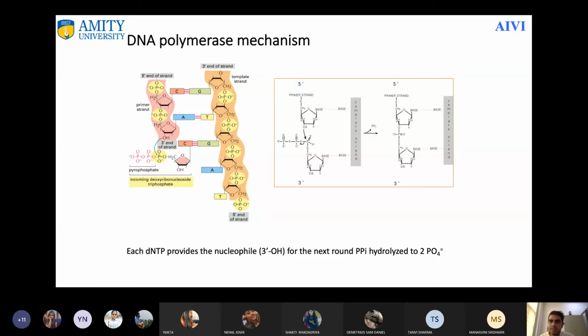So this is the same thing that we talk about in DNA replication. Nothing is new here. Whatever we talk about in DNA polymerization, the same thing we are applying here also. So each dNTP is going to provide the nucleophile. Nucleophile means this 3 prime OH you need, and for the next round there is pyrophosphate released. Okay, so now a new nucleophile is going to be available. Then the reaction is going to continue.